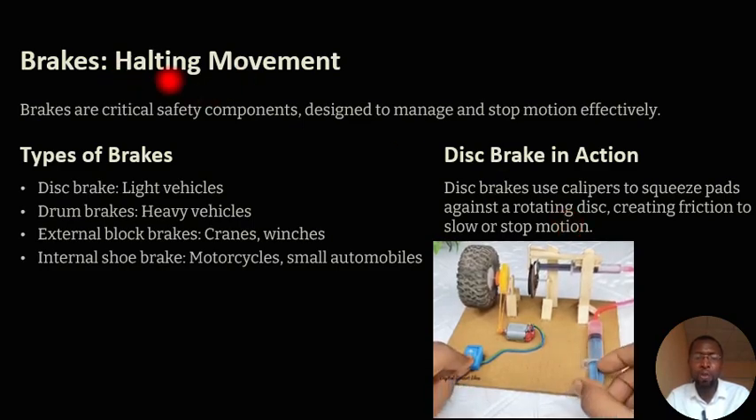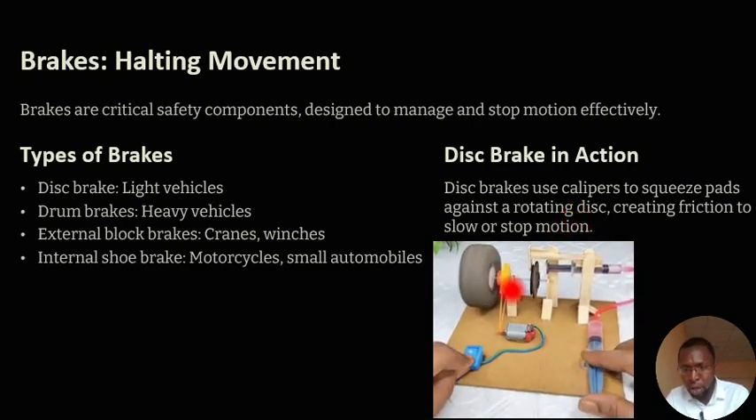We know that the brake is used to stop movement completely. Now there are different types of brake. We have the disc brake. We use this brake for light vehicles. As you can see, this is a typical diagram of a disc brake. How does it work? The disc brake uses a caliper to squeeze pads against a rotating disc. All right, so this is a rotating disc here.